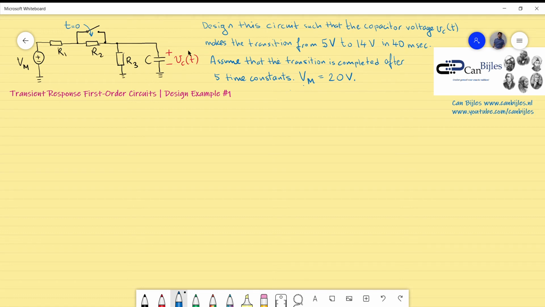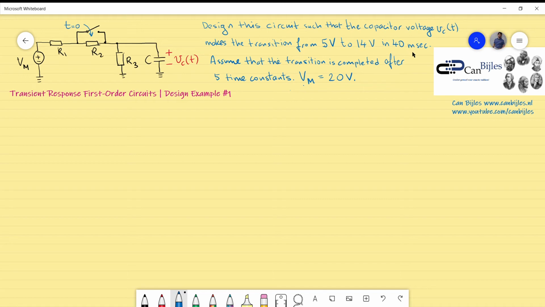And the question here is: design the circuit such that the capacitor voltage VC makes the transition from 5 volts to 14 volts in 40 milliseconds. So that's actually the condition here.